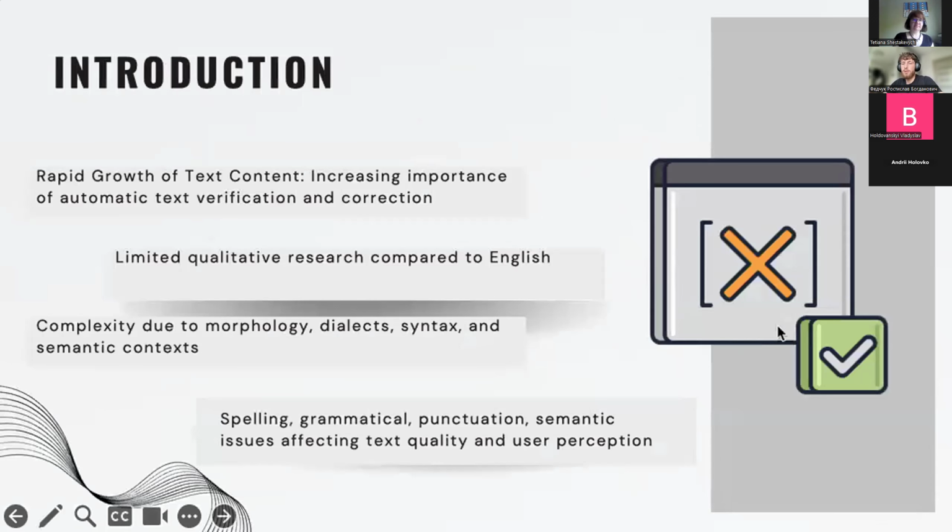In today's rapidly growing text content, the problem of automatic text verification and correction is becoming particularly urgent. For the English language, many studies have been conducted; however, for the Ukrainian language, there is still a lack of sufficient research that would consider the complexity of Ukrainian morphological structure, dialect diversity, syntax, and so on. Errors in text can be of different nature: spelling, grammatical, punctuation, semantic, and so on. Different errors depend on different rules, and we need to consider this when creating our system.